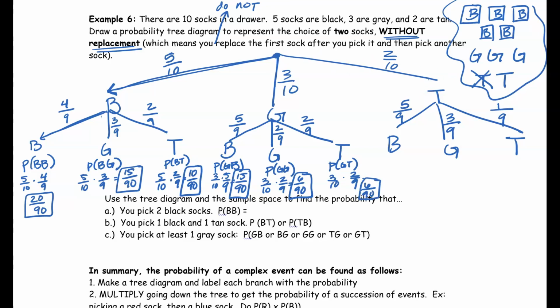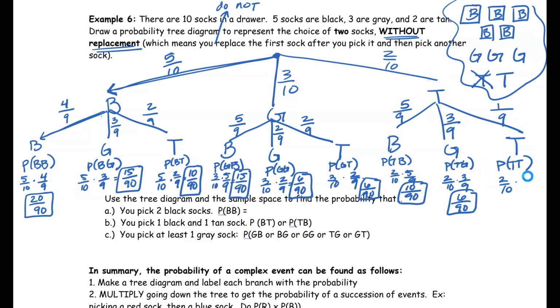The last third here, so tan black, so probability of tan black would be 2/10 times 5/9. So that's 10/90. And then tan gray, so probability of tan gray would be 2/10 times 3/9. So 6/90. And then last, tan, so probability of picking 2 tan socks would be 2/10 times 1/9. So 2 out of 90. So really small chance of picking 2 tan socks that match.